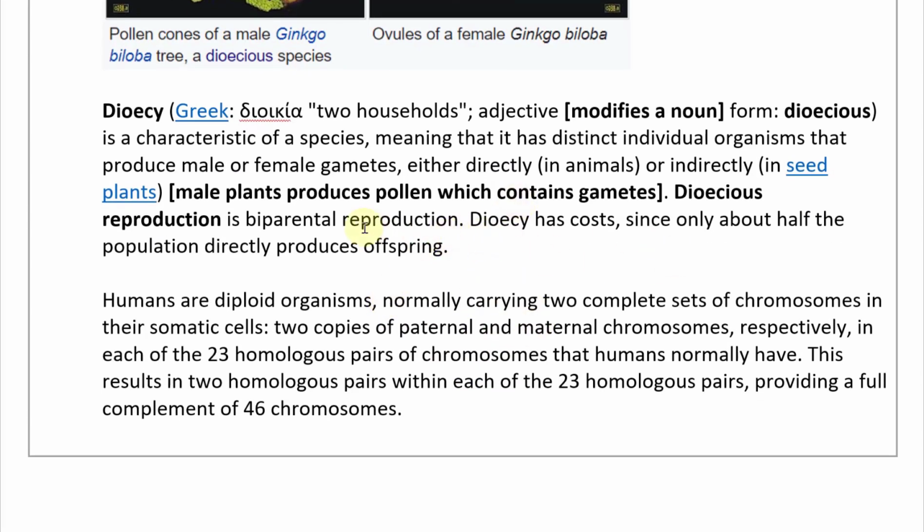Pretty much all of the cells can duplicate. When this one, dioecy, has a cost, so they only have half the population producing offspring.